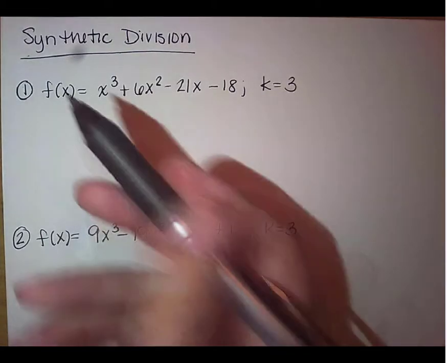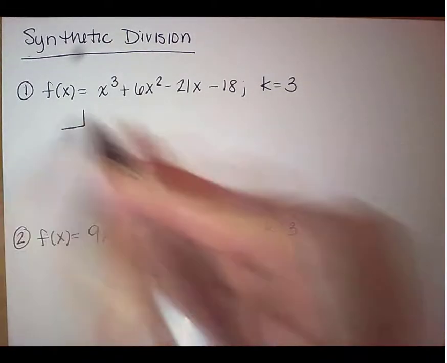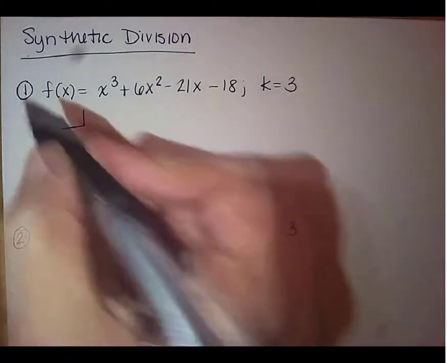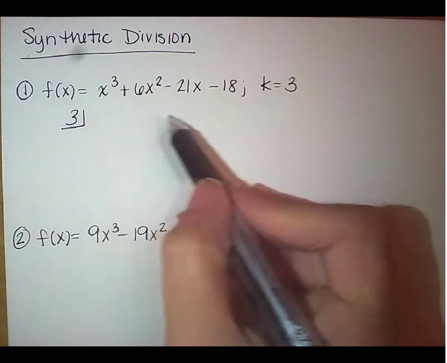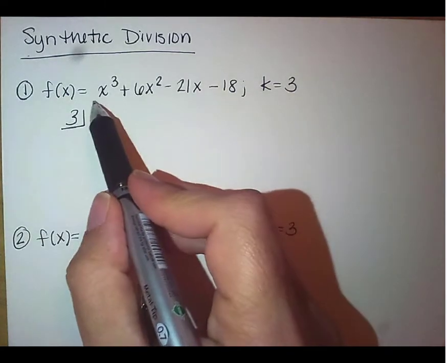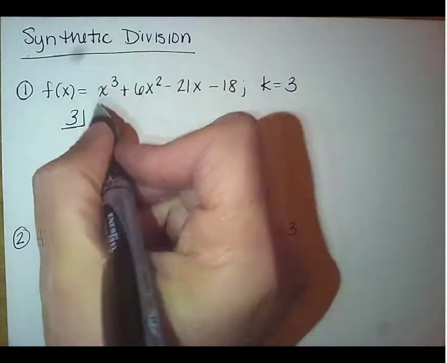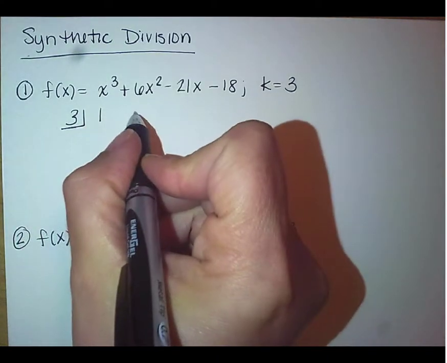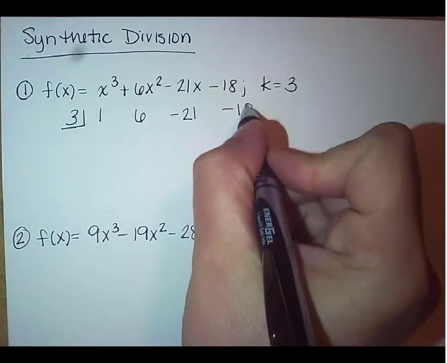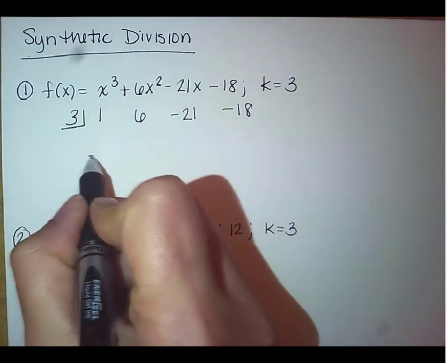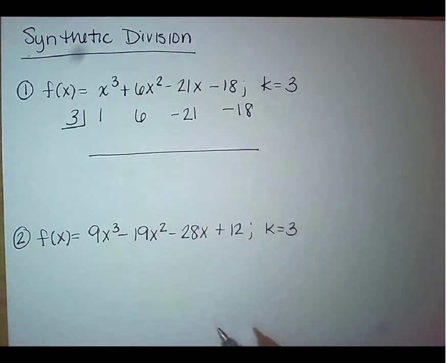Remember, we're going to put a little half box here in the corner, in which we're going to put our k. And then across the top, we're going to put our coefficients. And remember, when you have something like x cubed, its coefficient is 1. So we've got 1, 6, negative 21, negative 18. You're going to give yourself a little bit of room and then place a line right below that.